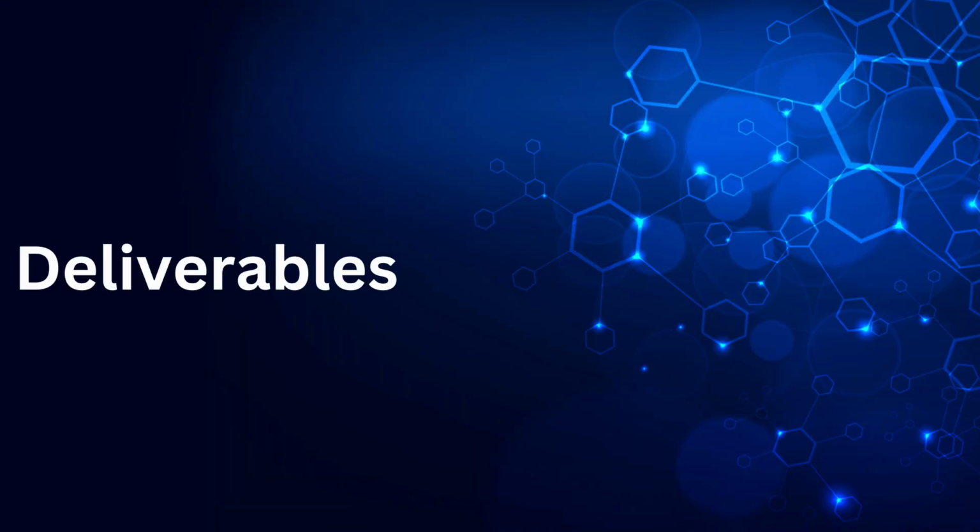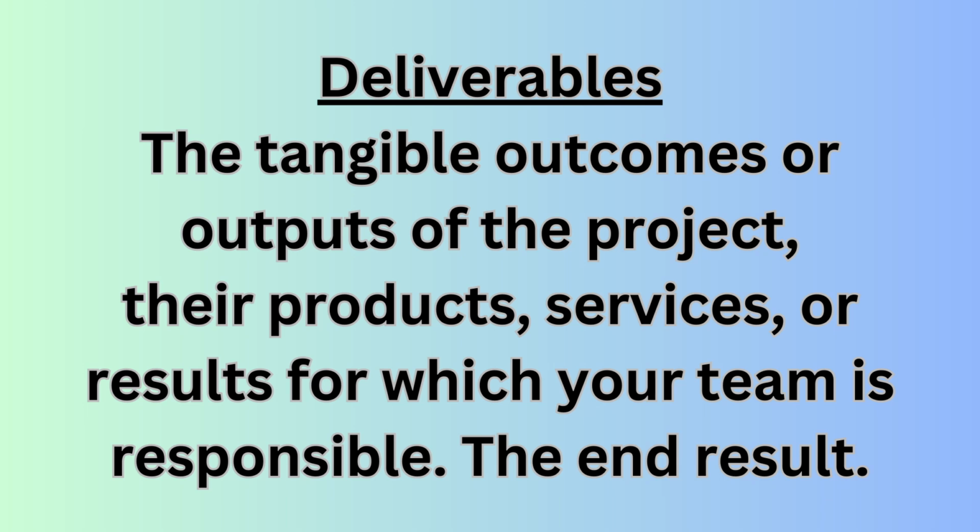Now, deliverables can sometimes get confused as tasks, but these are 2 completely different things. So deliverables are the tangible outcomes or outputs of the project. They're products, services, or results that your team is responsible for providing. Deliverables can be anything from a functional app to a completed report. The basic premise of a deliverable is a tangible, functional output, the end result.